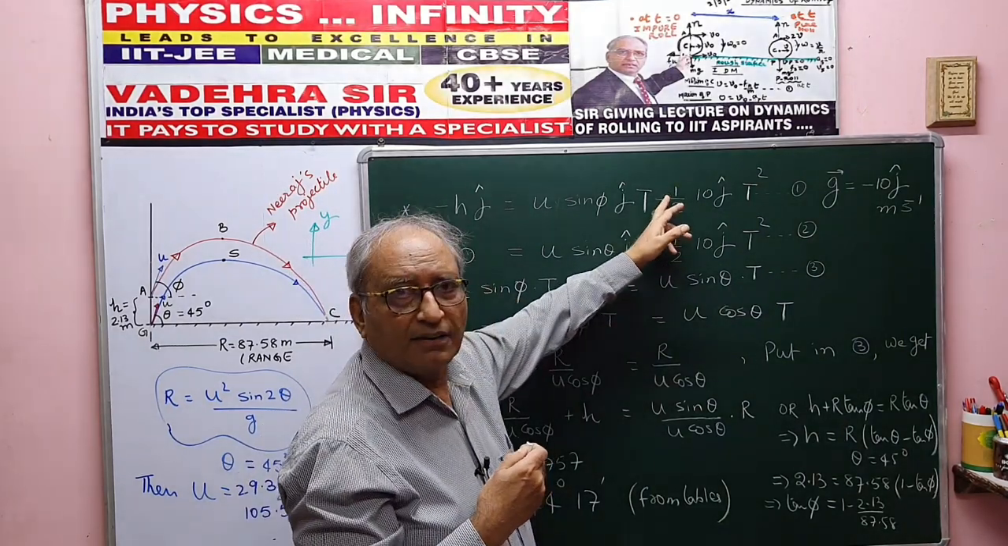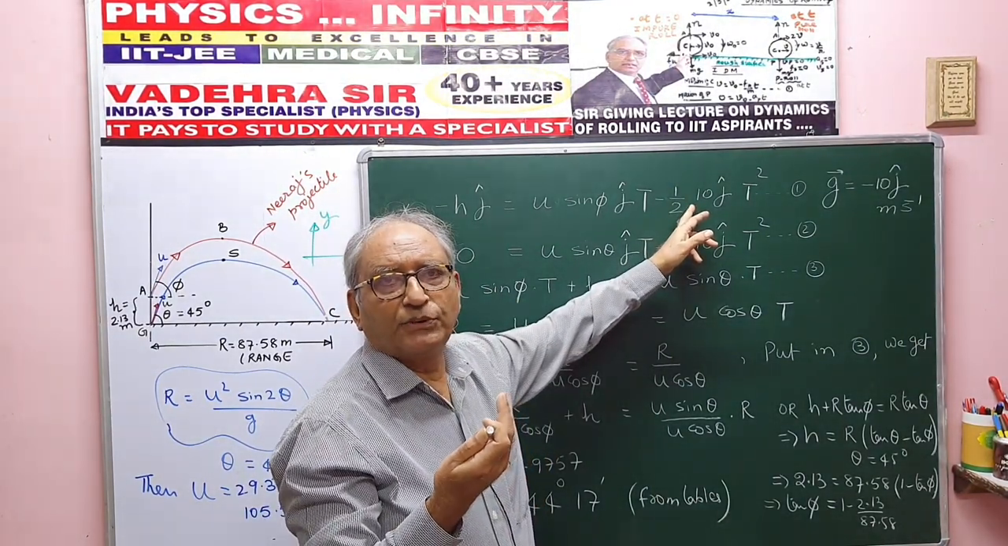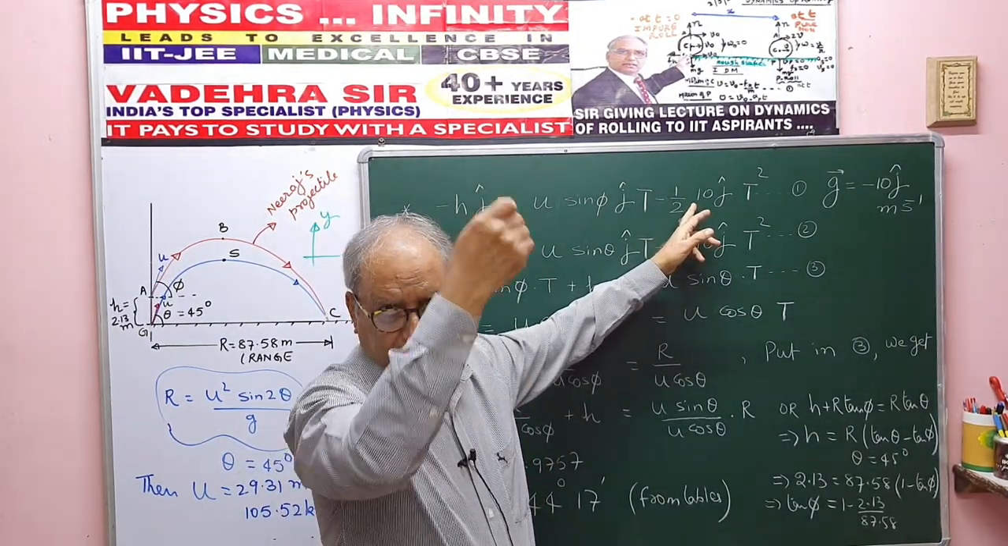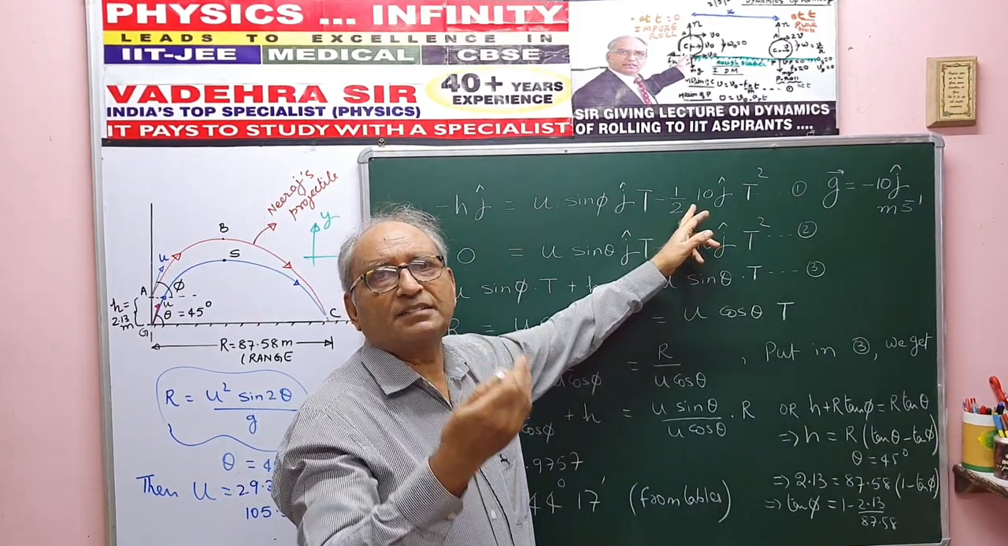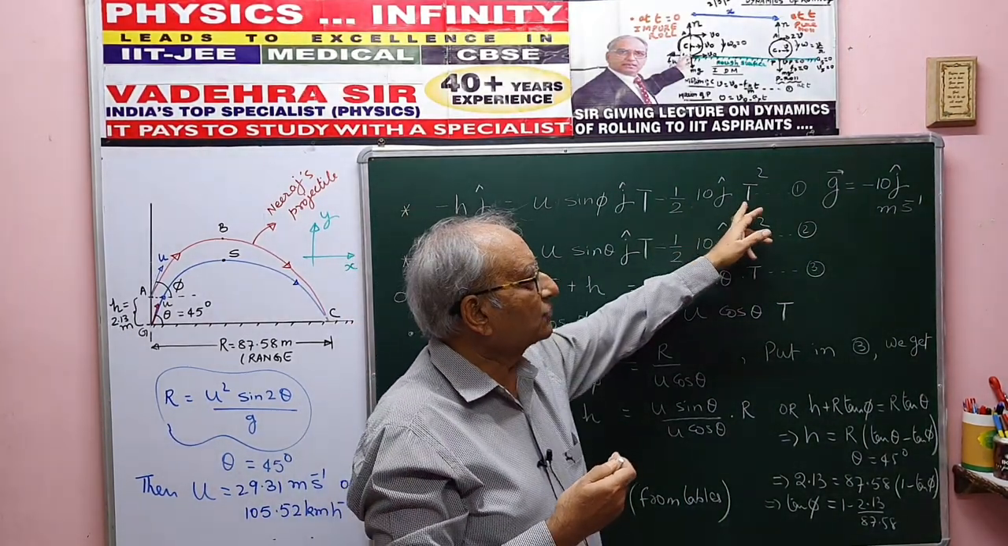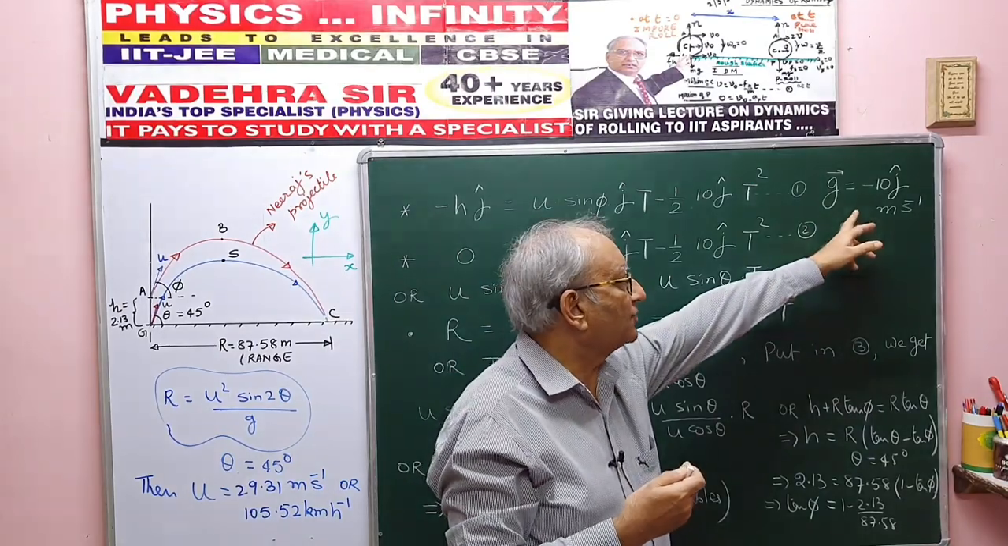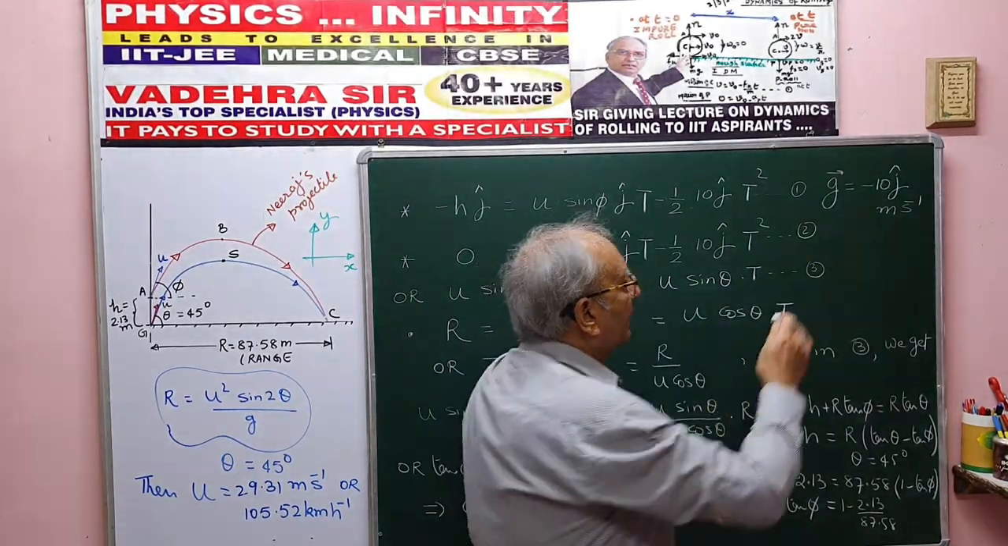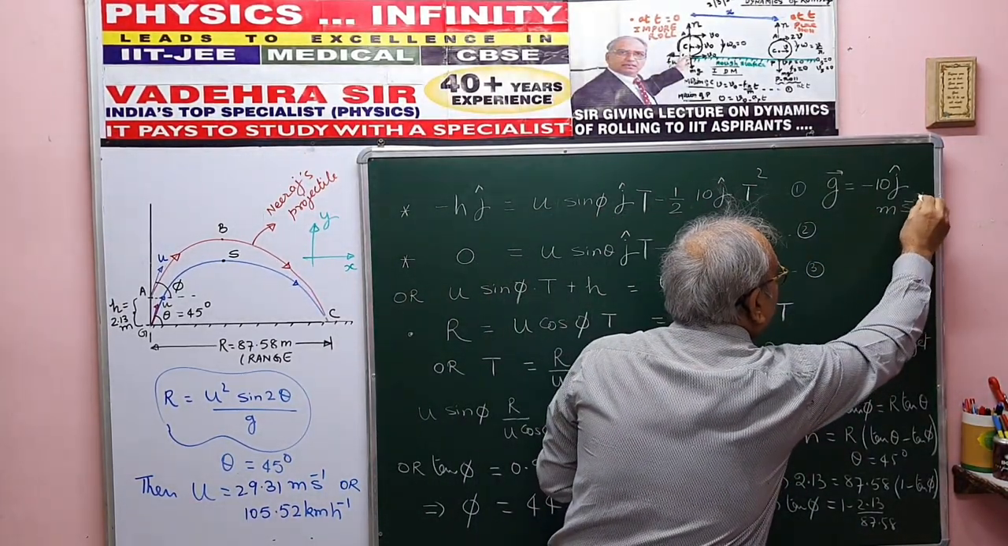So minus half 10. Now acceleration due to gravity, of course, in vector form it is always down, so it is minus 10 j cap T square. I call that equation 1. I'm taking g as minus 10 j cap meter per second square.